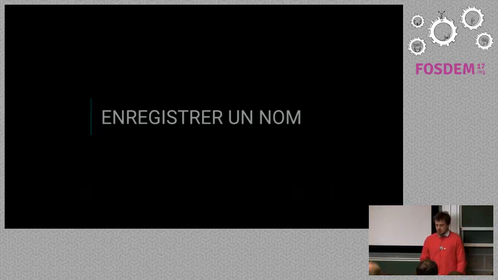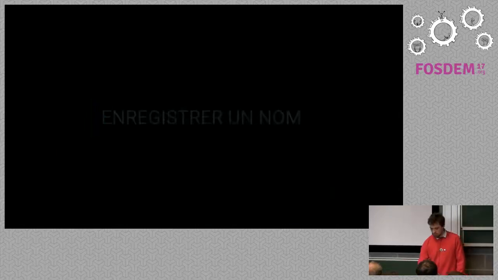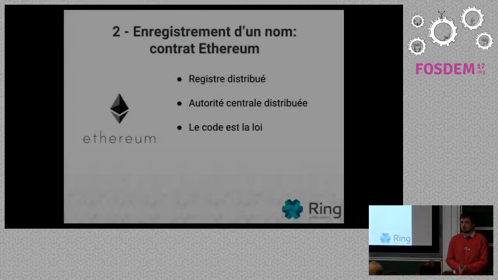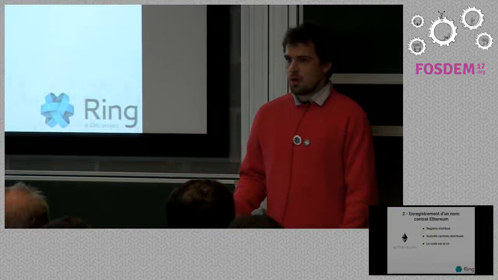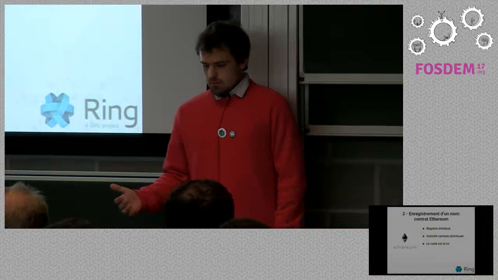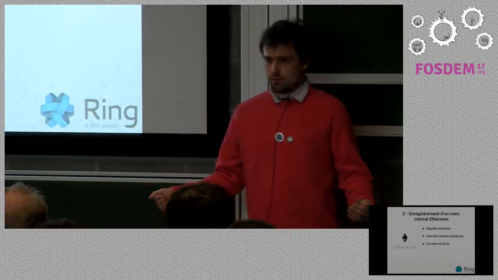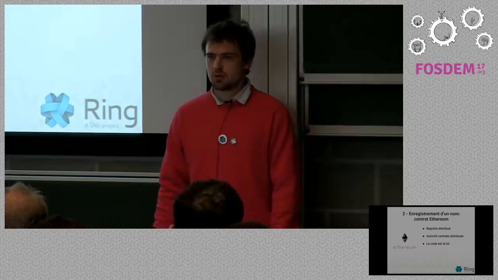We implemented username registration on the blockchain to be able to register usernames without using any central server. For this, we chose the Ethereum technology to have as much flexibility as possible compared to other blockchain-based name registration systems. We use Ethereum in a complementary way with the classic DHT that we use to find other peers on Ring.